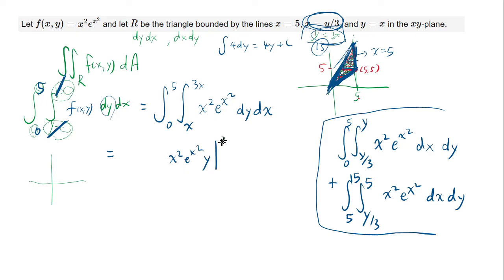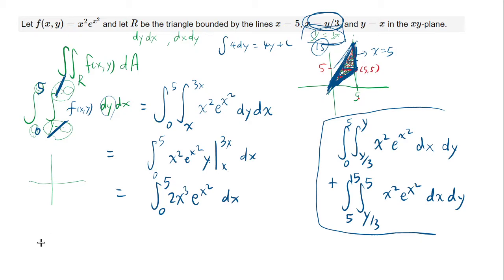And then you have to plug in 3x and x. And then you integrate 0 to 5 dx. Let's see, if you plug in 3x, and then you subtract x, then you get 3x minus x, which is 2x. So overall, you get the integral from 0 to 5 of 2x cubed e to the x squared dx.